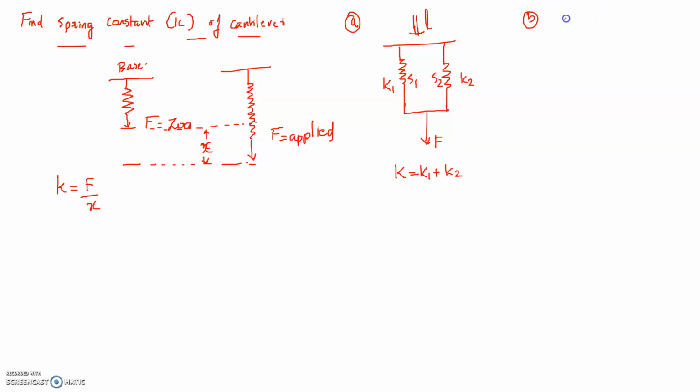The second case is when the springs are connected in series. So we have a base here. The first spring is attached like this. It has a spring constant K1 and is marked as spring 1, and this spring is connected to the second spring in series, which has a spring constant K2 and is named S2. So the equivalent spring constant is 1 by K equals 1 by K1 plus 1 by K2.